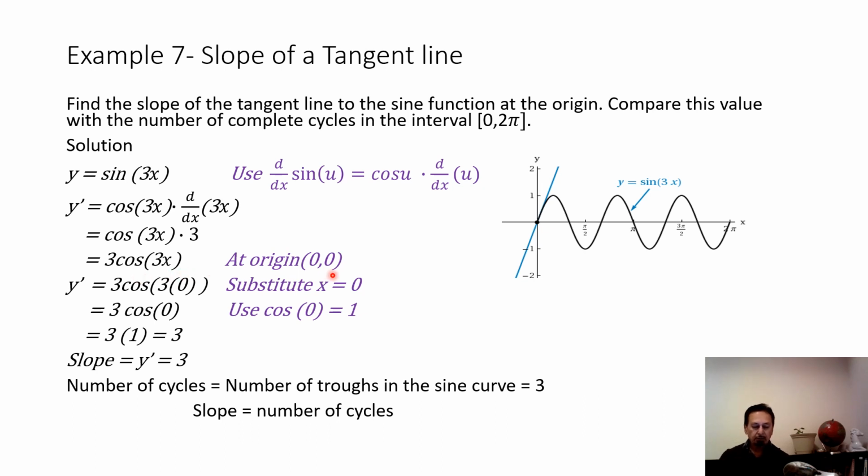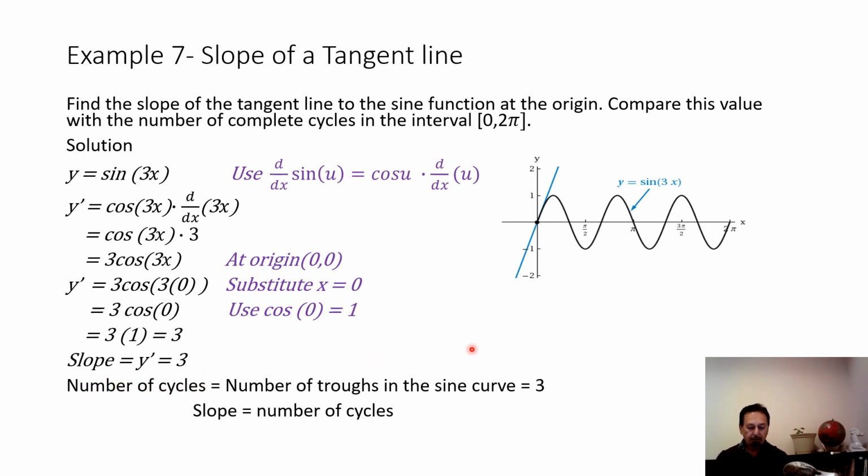Now at the origin the point is 0, 0, so we substitute x equal to 0. So you will have y prime equal to 3 times cosine of 3 times 0, and 3 times 0 is 0, so you have 3 times cosine 0. Now cosine 0 you can put in a calculator or look up in a table, and that's 1. So this becomes 3 times 1, which is 3. The slope is then 3.